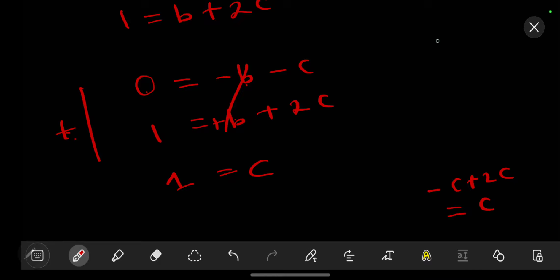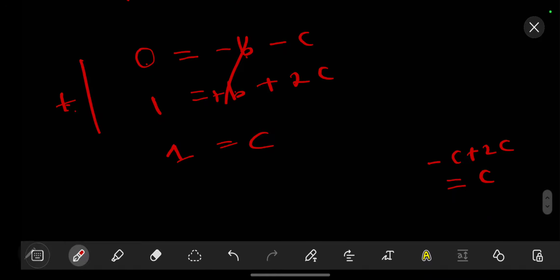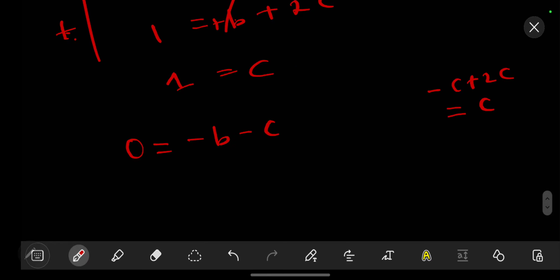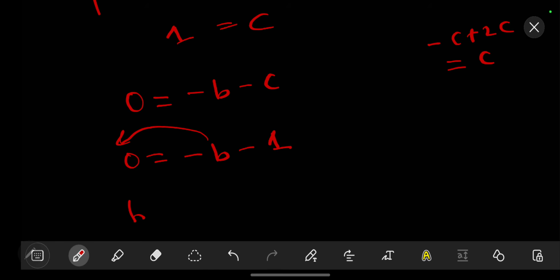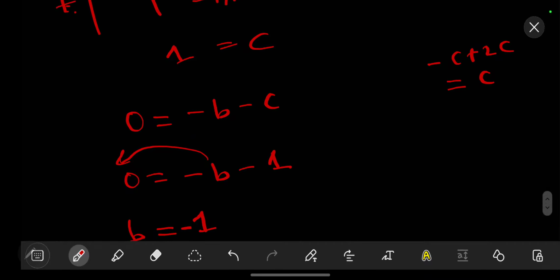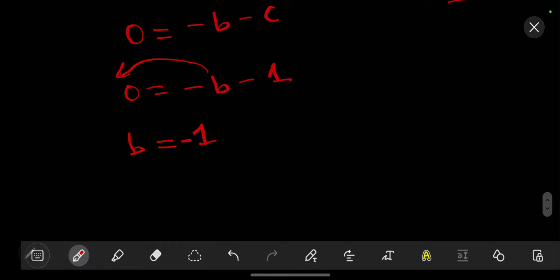So this means that c is equal to 2, or c is equal to 1, sorry. If our c is equal to 1, we just get any of the two equations. Let's say we get 0 should be equal to negative b minus c. So what we are going to have is 0 should be equal to negative b, where there is c, we put 1. So taking the 1 the other side, or just taking the b the other side, since we want to make b the subject of the formula. So we are going to have b should be equal to negative 1 like that. So we have our negative 1 like that for our b.